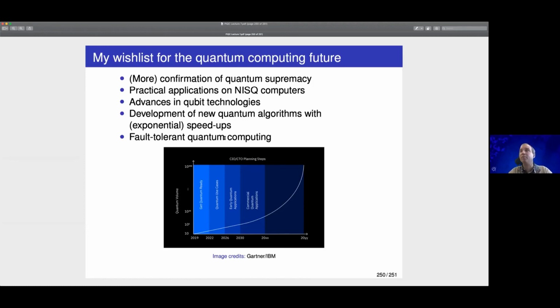In order to be able to implement this fault-tolerant quantum computing. And of course, I also would like to see the development of new quantum algorithms with, if possible, exponential speedups over classical versions. If we end up having these quantum fault-tolerant computers, but we do not have many algorithms to use with them, that would be a pity.